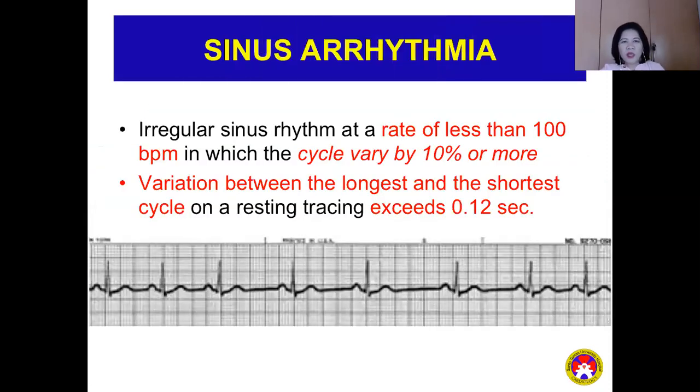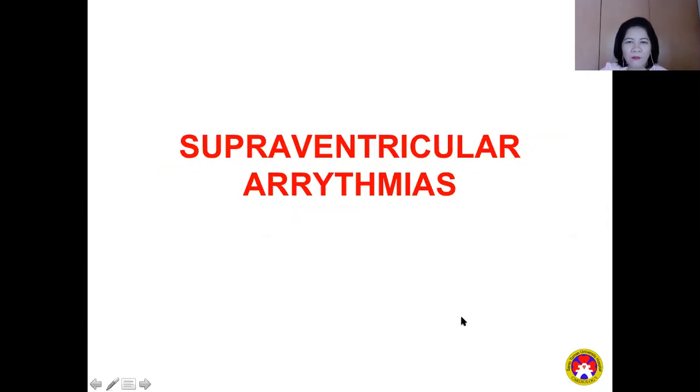Okay, when do we say that we have sinus arrhythmia? If you look closely, at a glance, you see that the R to R intervals are highly irregular, but you see exactly the same P for every QRST complex, and the P appears the same on this lead. So that means this is still sinus, but the difference between the shortest and the longest interval here is more than 10%, or more than 0.12 seconds. So this means we have sinus arrhythmia.